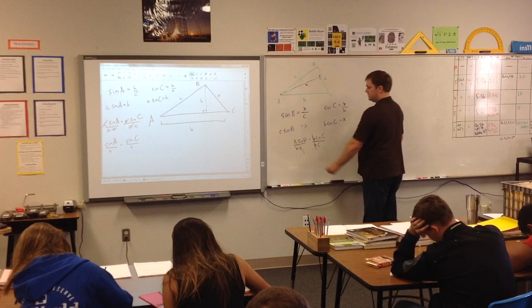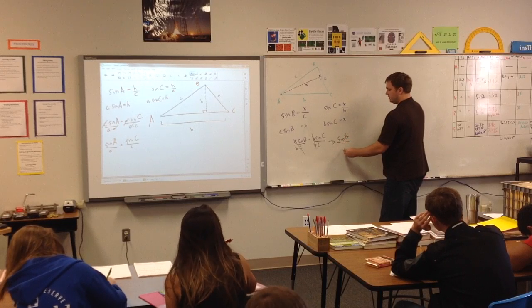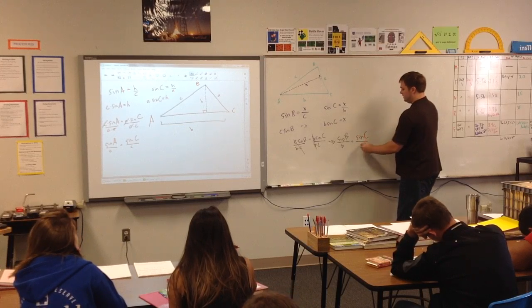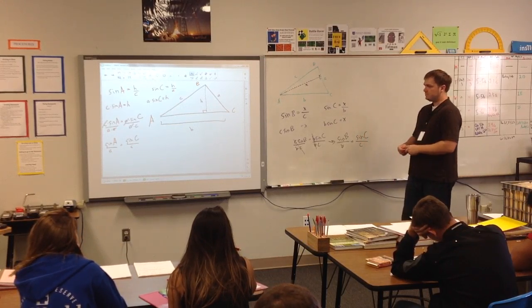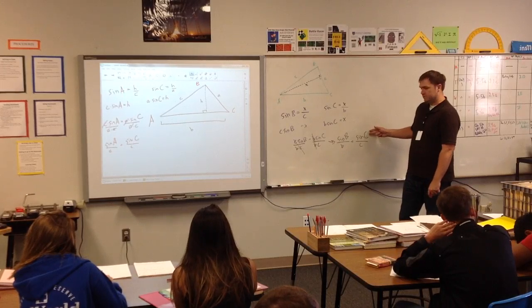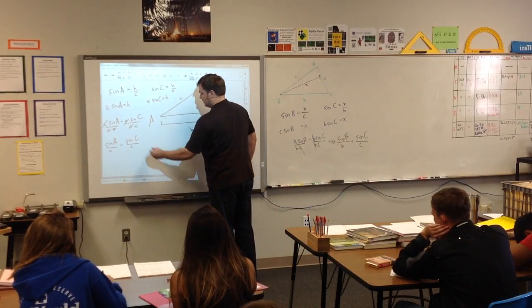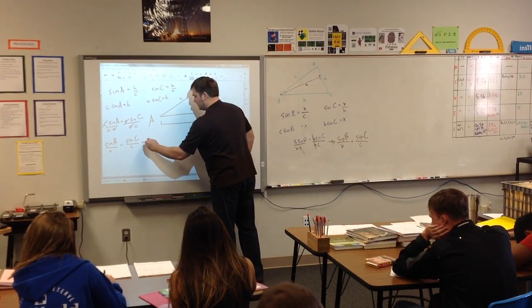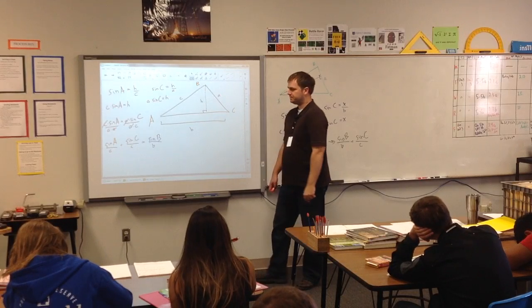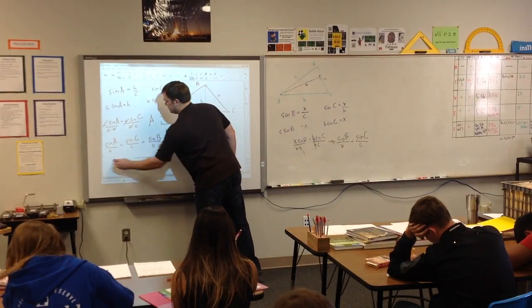So b's cancel, c's cancel, and we end up with sine of angle b over little b equals the sine of angle c over little c. And you say, oh wow, that's interesting. Well, what did the sine of angle c over little c equal over there? Sine of a over little a. So we can say that also equals the sine of angle b over little b. That is one form of the law of sines.